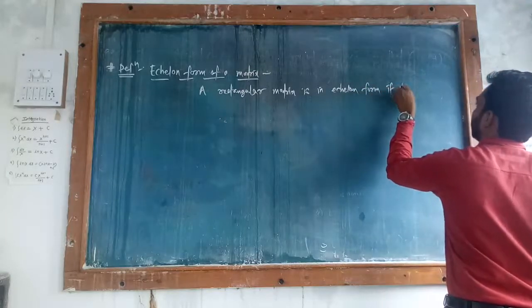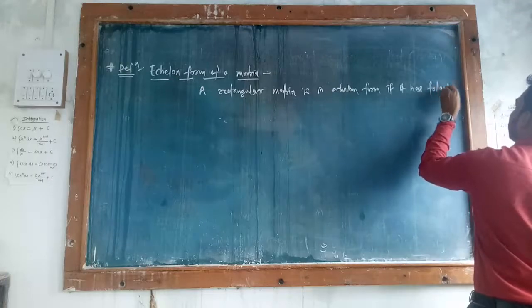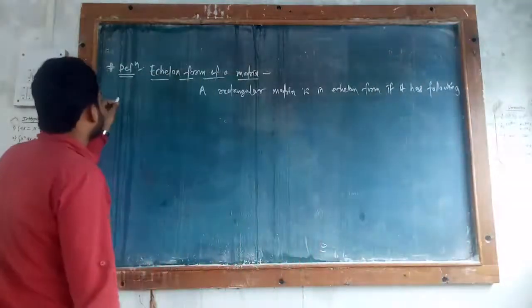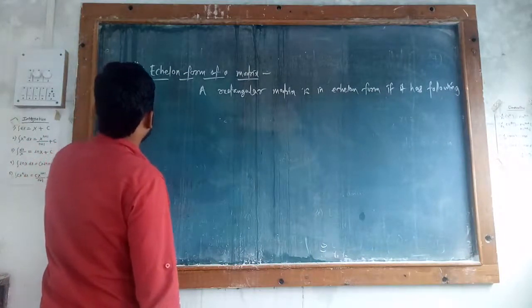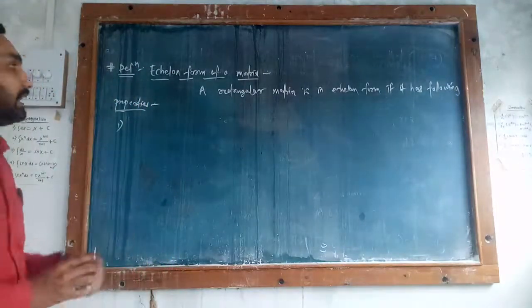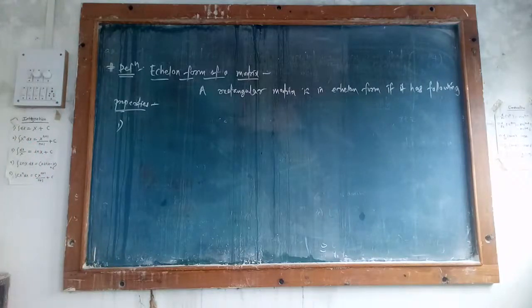if it has the following properties. So what is the equivalent form of a matrix? A rectangular matrix is in equivalent form if it has the following properties.